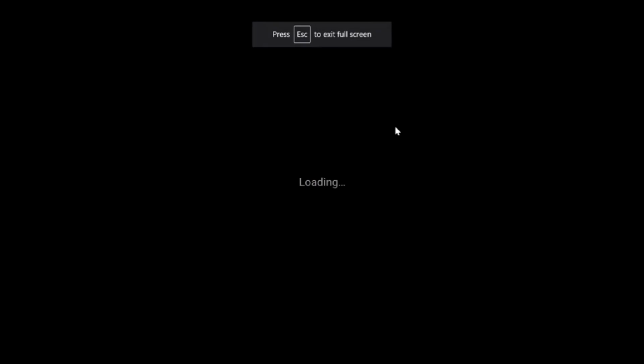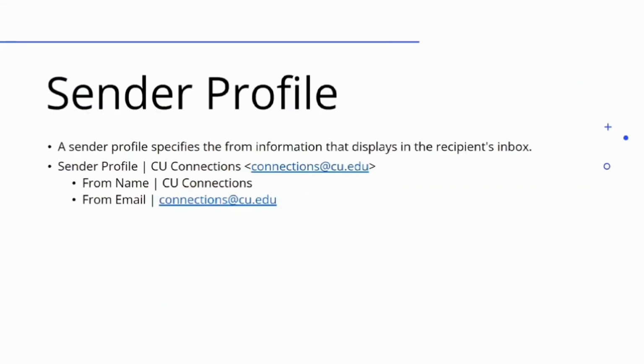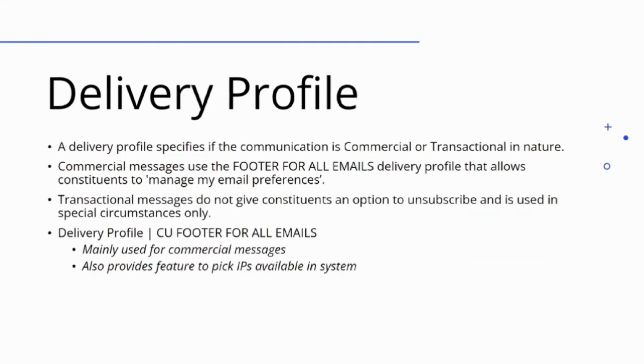So guys, before building email, we have understood the compliance, that is the CAN-SPAM law. Then we understood what a send classification is, which is nothing but a CAN-SPAM classification. You tell whether it is commercial or transactional, and send classification contains two components: the sender profile, nothing but from name and from email, and your delivery profile, which tells which IP address you are going to use, whether it is shared IP or dedicated IP, and whether you are going to use a header or not.